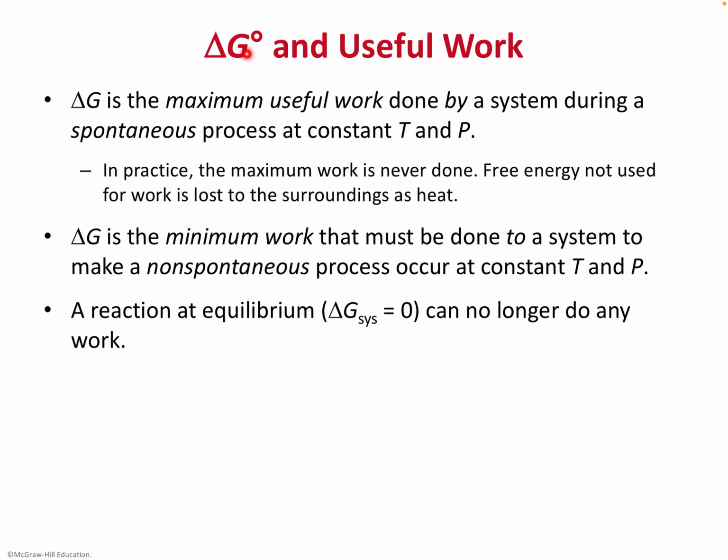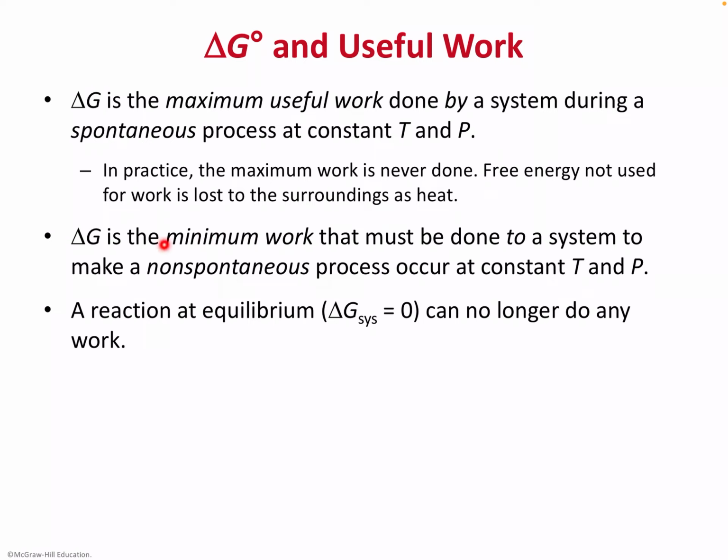Now you guys know this note represents that the reaction is happening at standard conditions. Delta G is the maximum useful work done by a system during a spontaneous process at constant temperature and pressure. In practice, though, the maximum work is never done. Free energy not used for work is lost to the surroundings as heat.